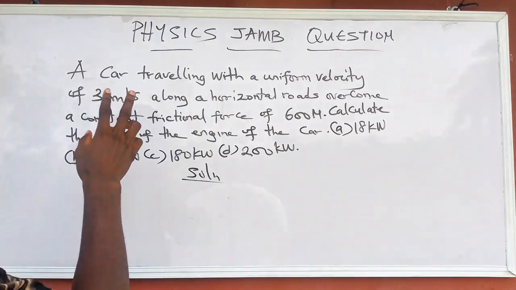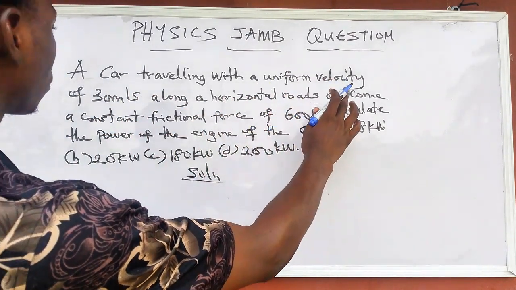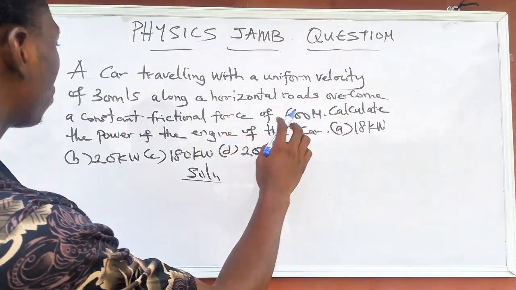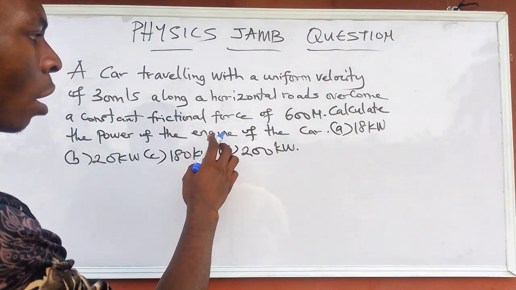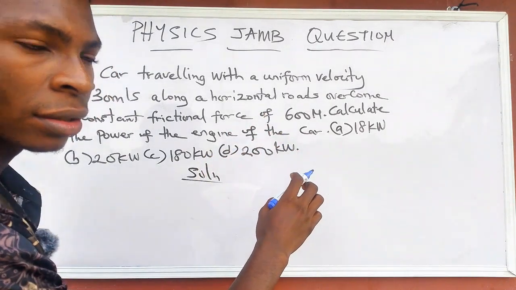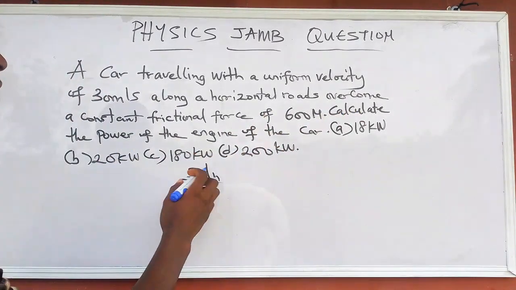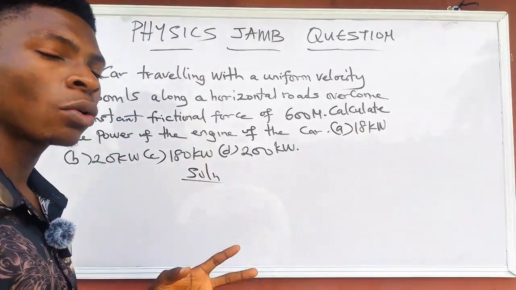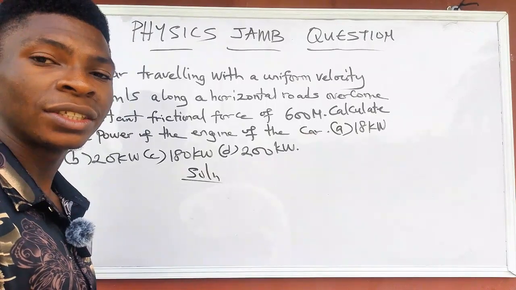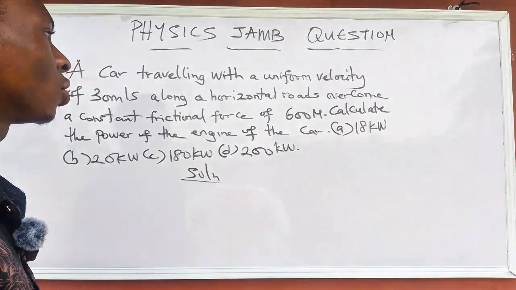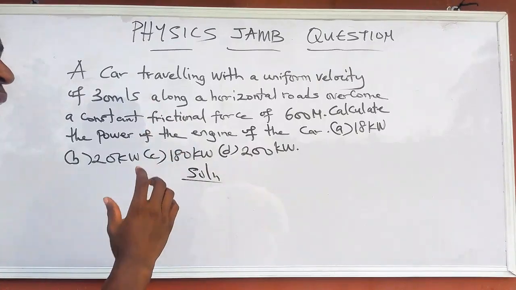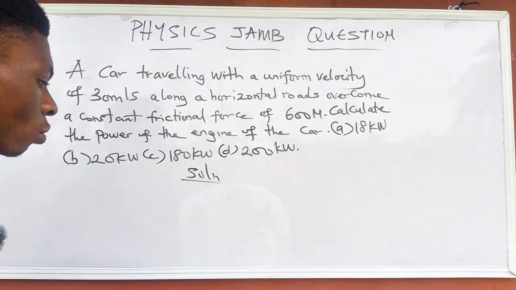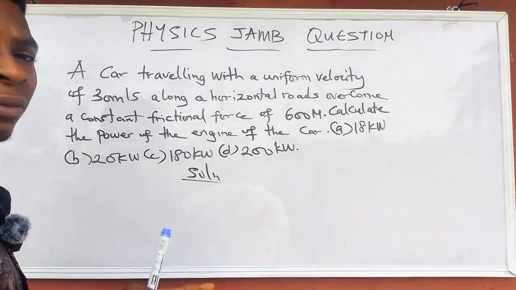To this lecture: a car traveling with a uniform velocity of 30 meters per second along a horizontal road overcomes a constant frictional force of 600 Newton. Are we together? So calculate the power of the engine of the car. They are asking us to calculate the power of the car's engine, and the car is moving with uniform velocity. Note that word, uniform velocity.